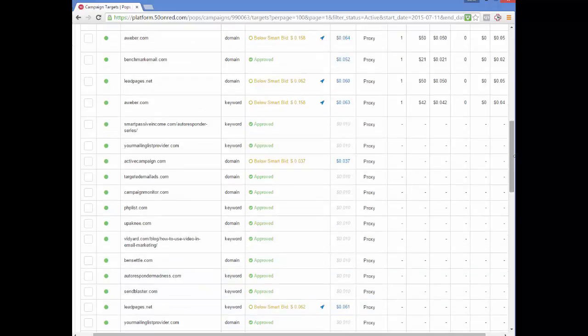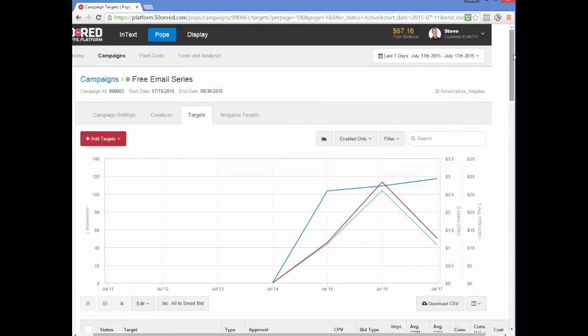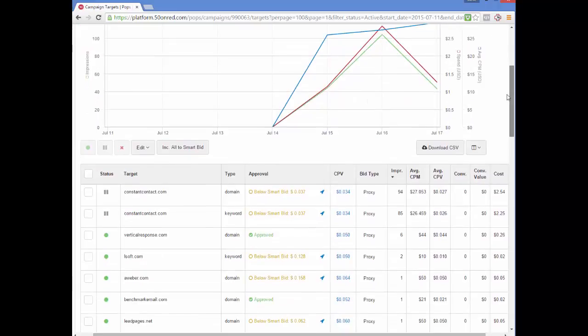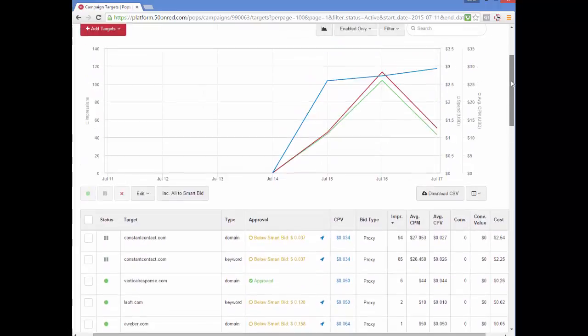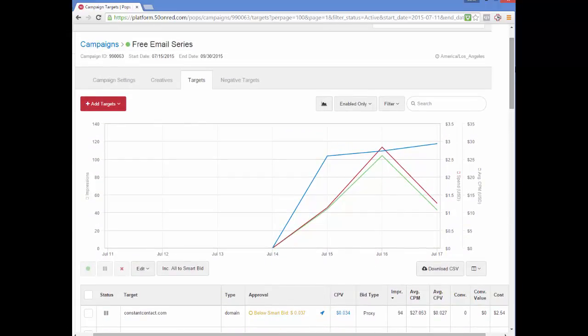Okay, so we've increased our bids. Now it's a matter of sitting back and watching again, see what happens over the next couple days. I'll do a follow-up again in between 5 and 7 days, see where we're at, and look at reporting a little bit further here in 50onRed.